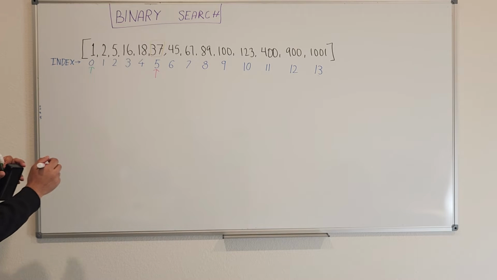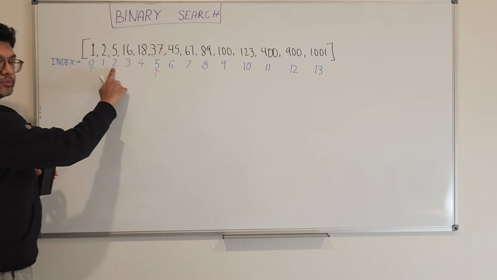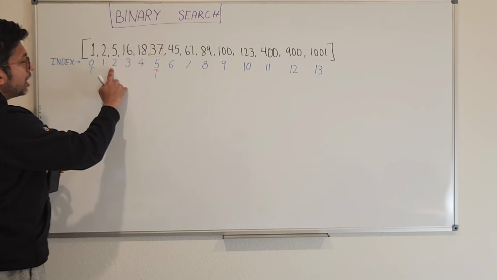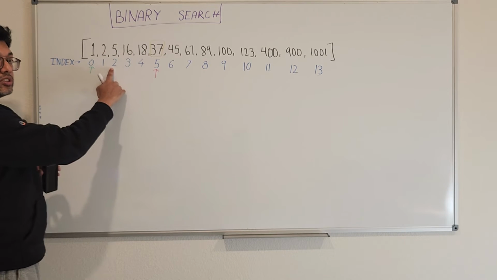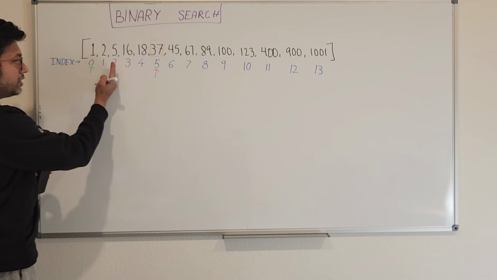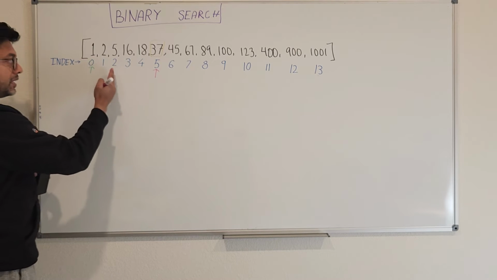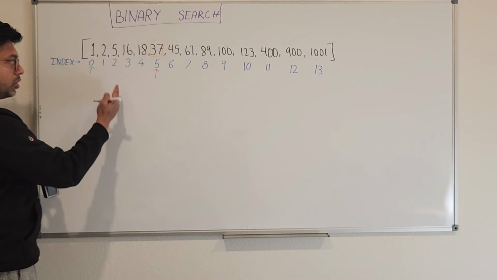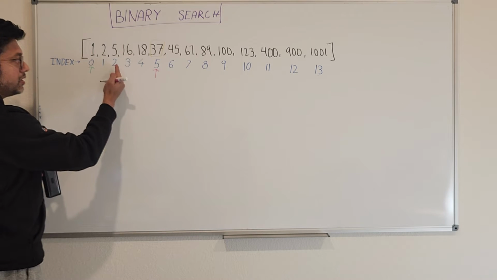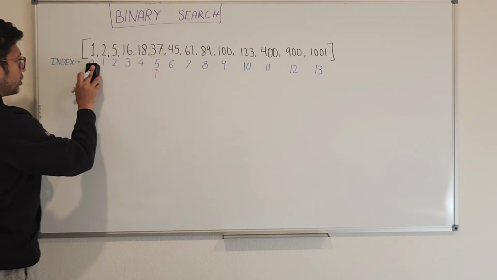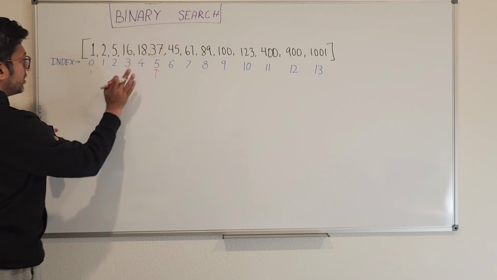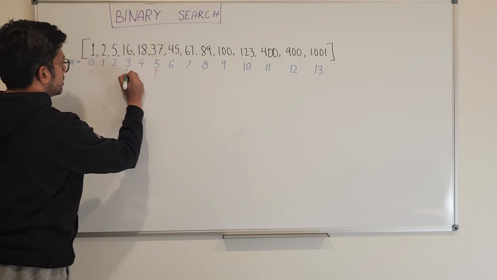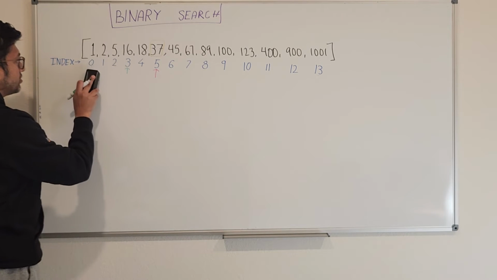Now again, I go to the center element, which is this guy. So 5. Now 5 is not 37, and I also know 5 is smaller than 37. So everything to the left is eliminated because it's an ascending array. Everything to the left is smaller, and because 37 is bigger, it can't be on this side. So from this till here, everything's eliminated. My starting index is this 3, and my ending index is 5.